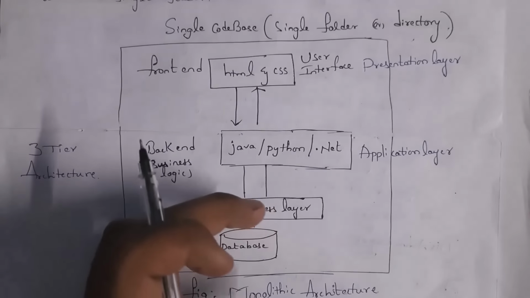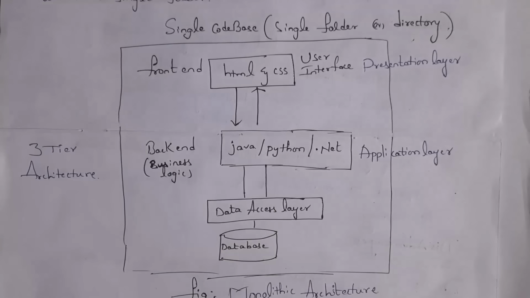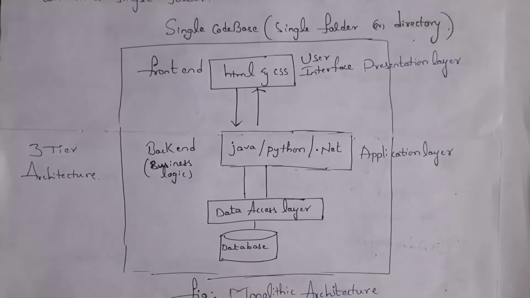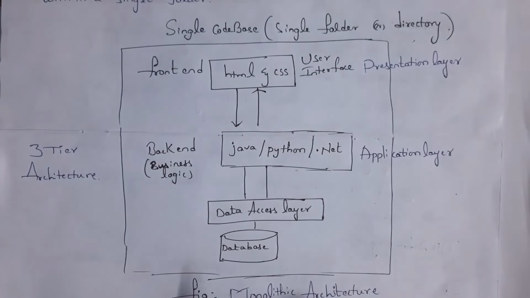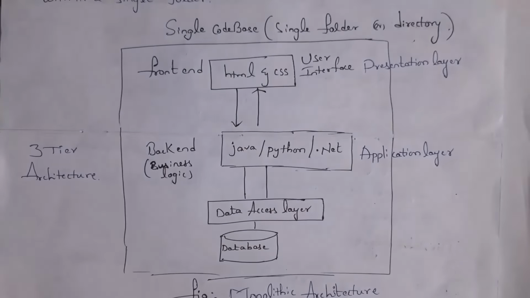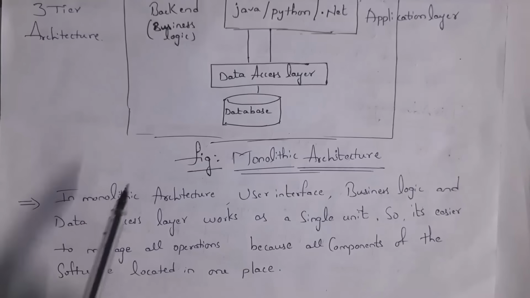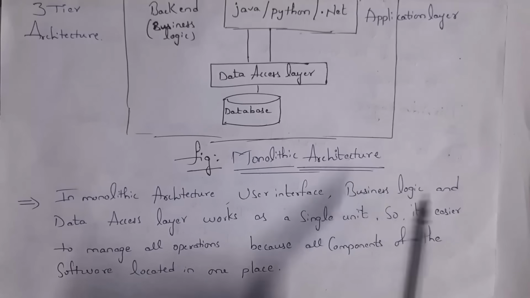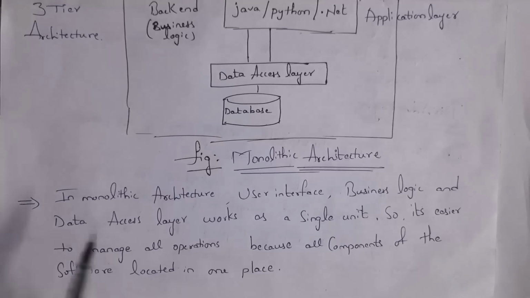And the third component is the database. The database will store complete data related to the application. So we call this database the data access layer because we can access data. So these are three components. So we can also call this monolithic architecture a three-tier architecture. In monolithic architecture, front end, that is user interface, and back end, that is business logic, and as well as data access layer, that is database, work as a single unit.